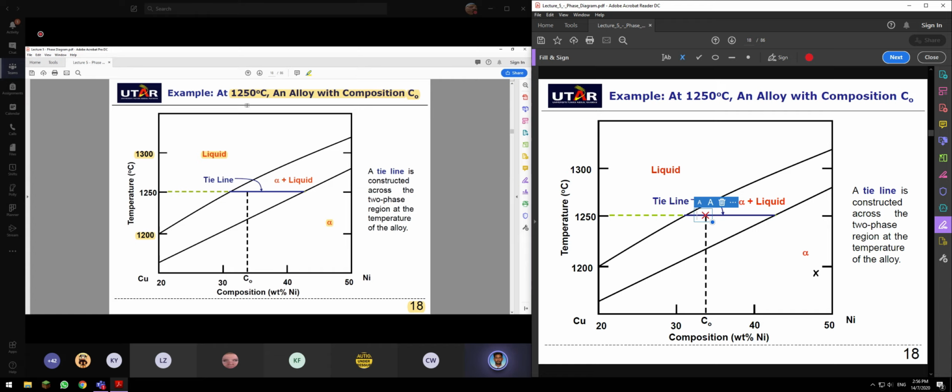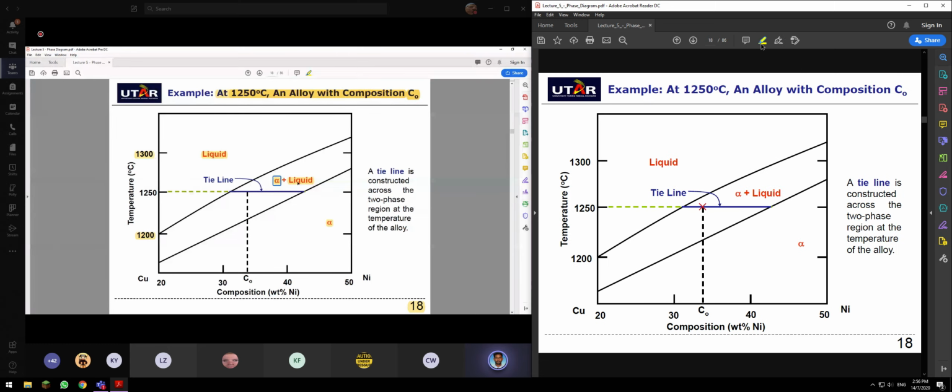The problem comes when the question asks you, for example, the question that you're looking at right now. At 1250 degrees Celsius, an alloy with a composition of 33. What is the composition? So you draw a line here. Here, the system exists in liquid and also solid. So what is the composition of liquid? What is the composition of solid?